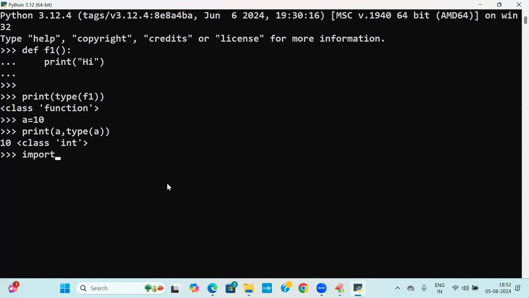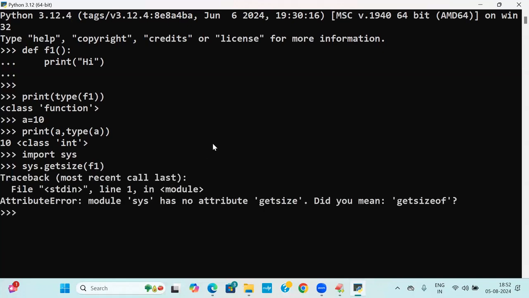F1 is an object of which type? Yes. Import sys, then sys dot getsizeof of F1. It is taking how much memory space? Sys is a module. To measure the memory space of an object, I will use what function? Getsizeof. Sys is a module. What is F1?